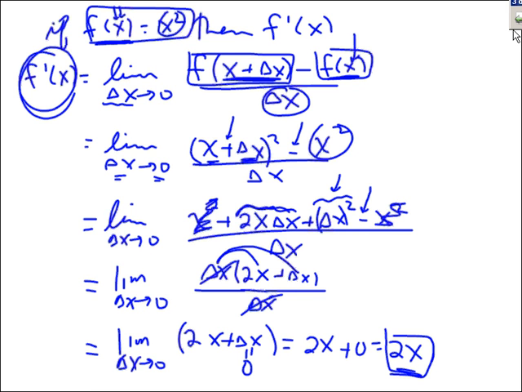Okay, so I want to do one derivative of each different type of problem. But I do want to do another polynomial. f of x equals 2x squared minus 3x plus 5. Okay, I want you to find the derivative.